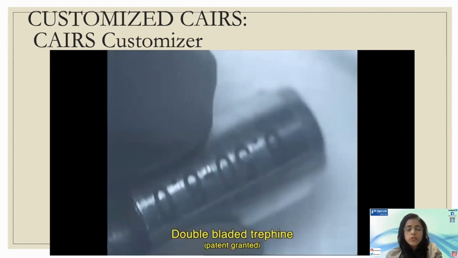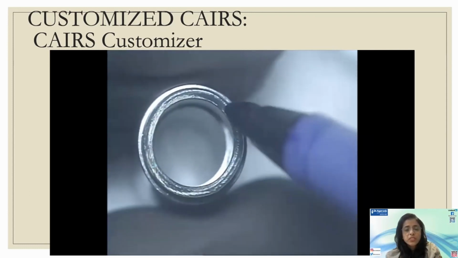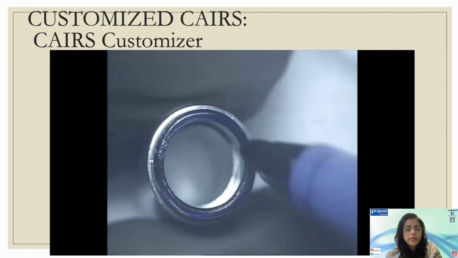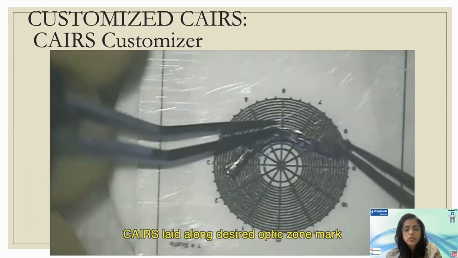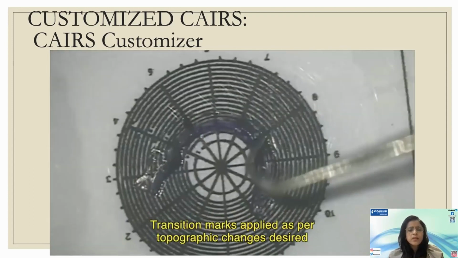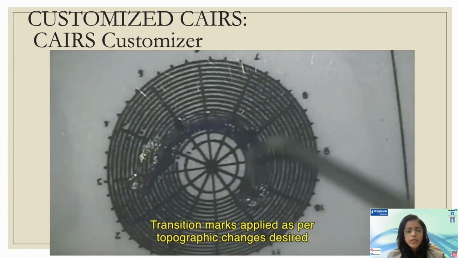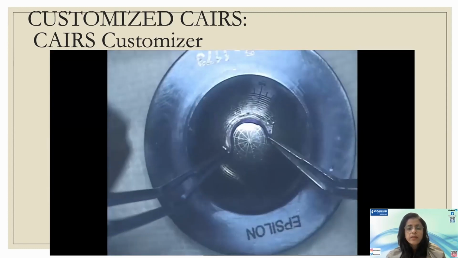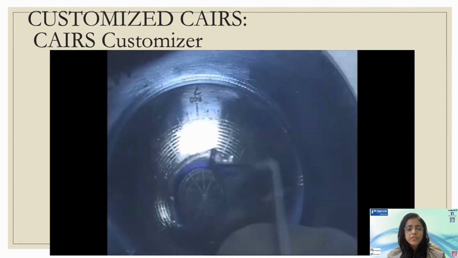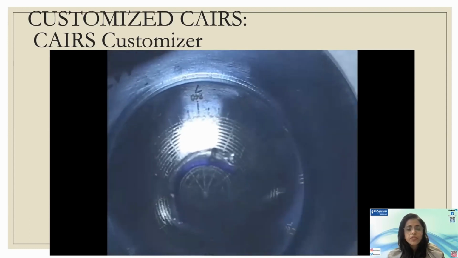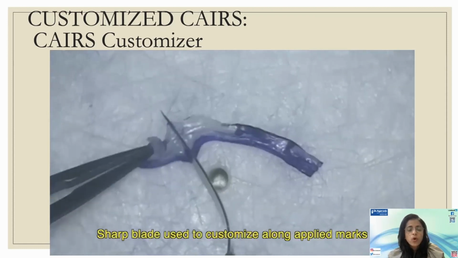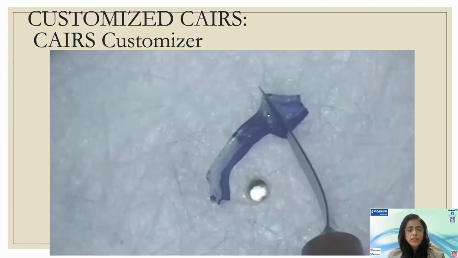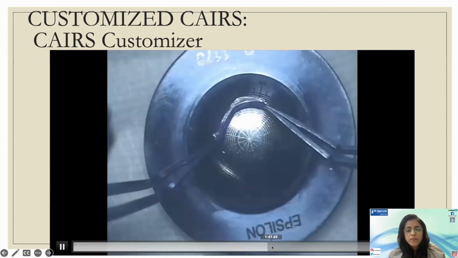So here's again a video that shows customization a little bit more in detail. That's the double-bladed trifine, and you can see that I'm marking the Bowman's membrane side, and this is basically being placed on a customizer, and the transition marks are marked. This is how I had started out first, and that was an ETO sterilized laminated marker, which I had taken as a computer printout, but then we got it designed with a titanium instrument, and all the optic zones and all the clock hours are marked on that. If I can just go back to that again, we have all the optic zones marked and all the clock hours of the degrees marked.